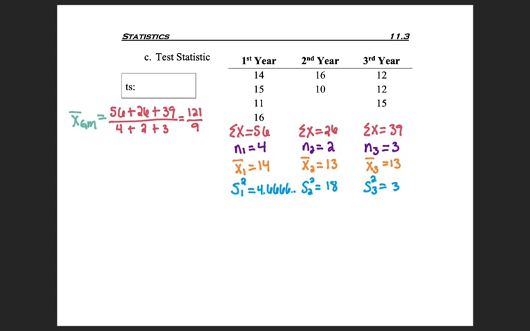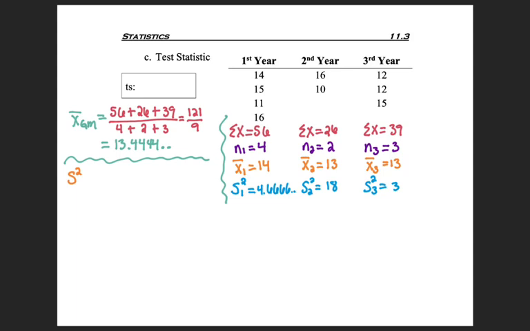So we're looking at 121 divided by 9. And so we have a grand mean of 13.444. Let's see, my smallest number is 11. My largest number is 16. Yeah, my mean seems reasonable enough.